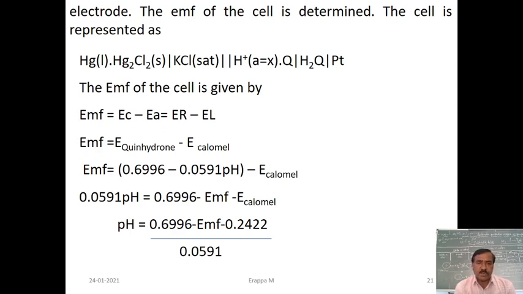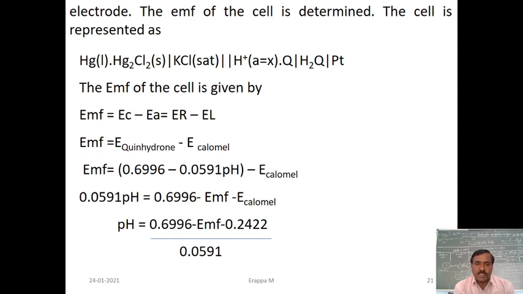0.0591 pH is equal to 0.6996 minus EMF minus E calomel. Therefore, pH is equal to 0.6996 minus EMF minus 0.2422, divided by 0.0591. So in this case, for determination of pH, you have to combine the quinhydrone electrode, whose pH is to be determined.